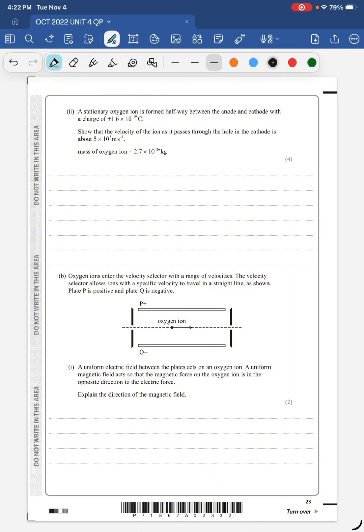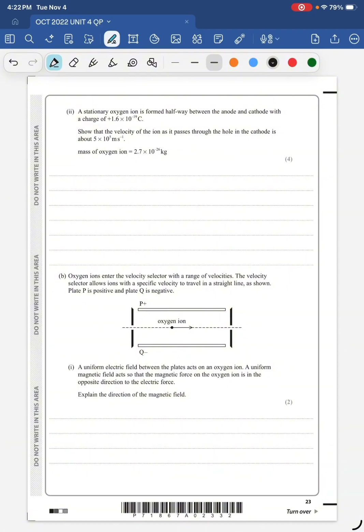Question 2. A stationary oxygen ion is formed halfway between the anode and the cathode with a charge of 1.6 times 10 to the negative 19 coulombs, which is the charge of one electron pretty much. One proton, sorry. Show that the velocity of the ion as it passes through the hole in the cathode is about 5 times 10 to the 5 meters per second. The mass of the oxygen ion is 2.7 times 10 to the minus 26 kg.